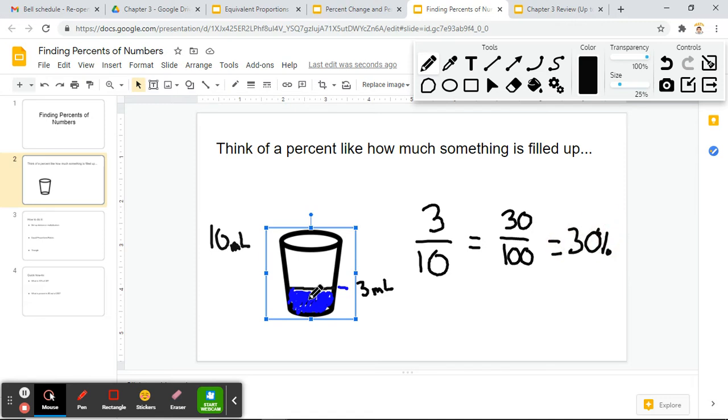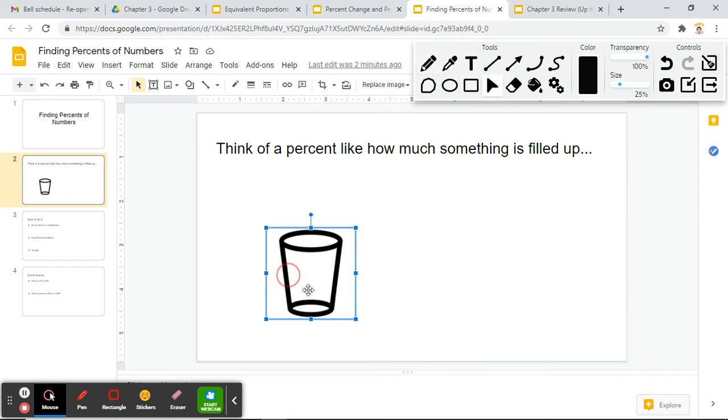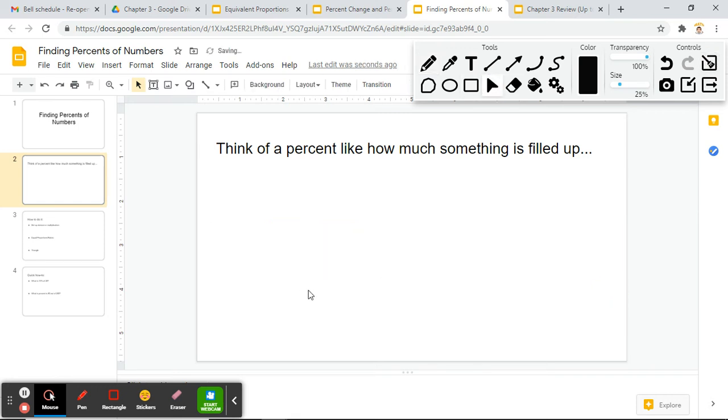Now, of course, we didn't have to do that step there, right? We could have done something different. We could have done 3 divided by 10, and 3 divided by 10 would have given us 0.3, which is, of course, 30%. So a couple of different ways we could go through that one, right? But we want to think of a percent as the part of a whole, right? It's a part of a whole.